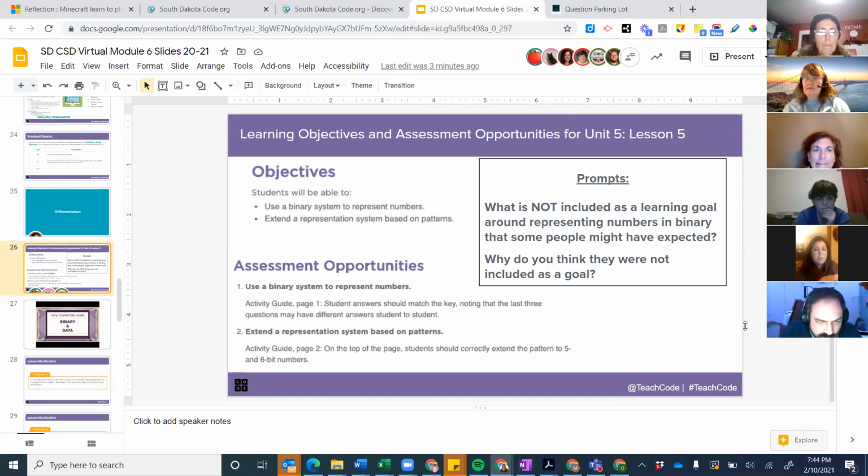For lesson 5. Yep, Unit 5, Lesson 5, representing numbers. This lesson was the lesson that Risa did last time we were all together. It's with the binary. Yep.